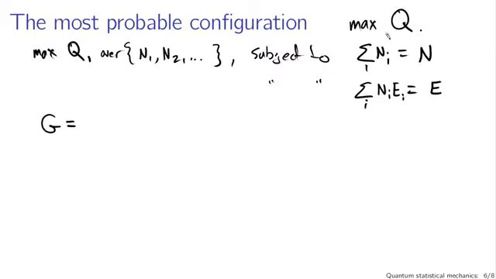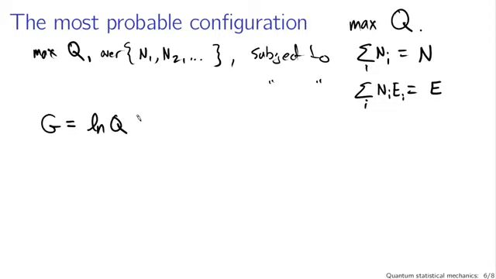One simplification you can make is that instead of maximizing Q, you maximize the natural log of Q. The reason you do that is because the natural log of a product is the sum of the natural logs, and it's much easier to work with sums than products. So first of all, when we define g, we're going to maximize the natural log of Q.